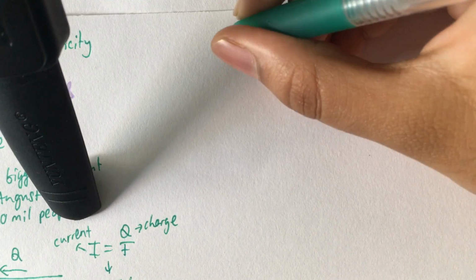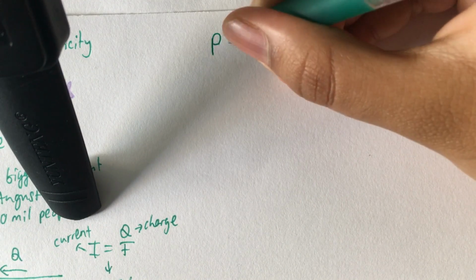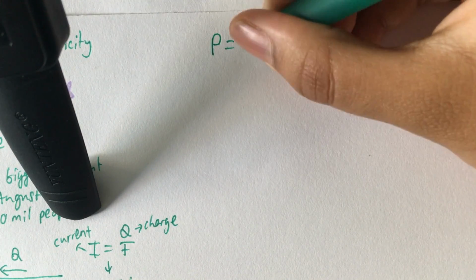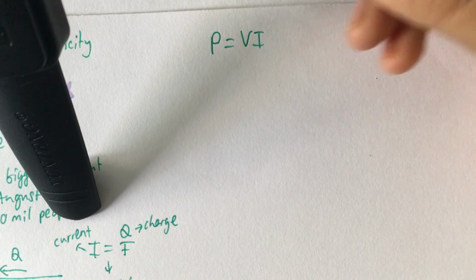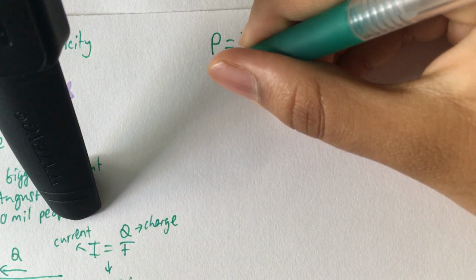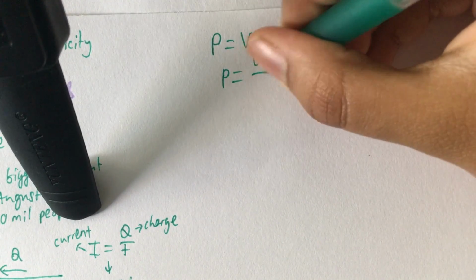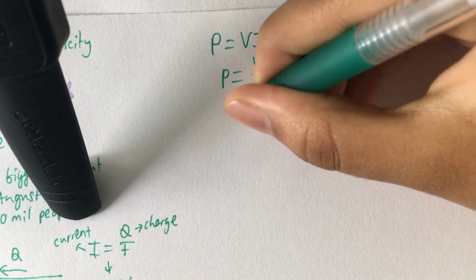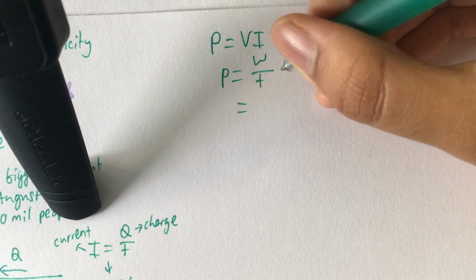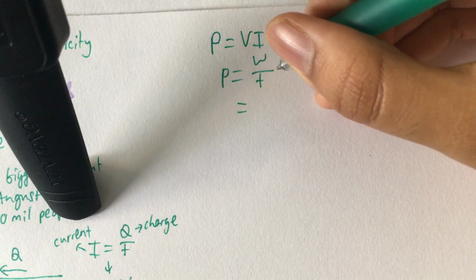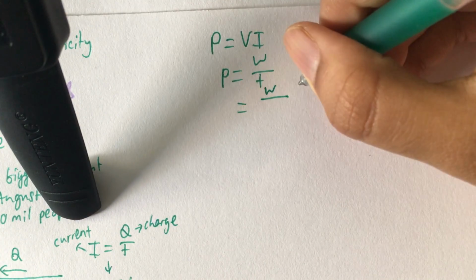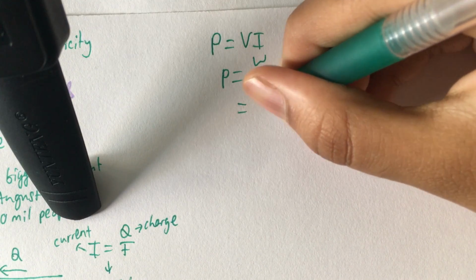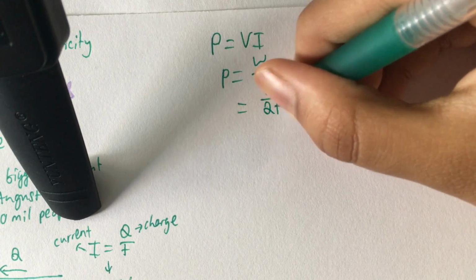Okay, so the next one is power equals potential times current. Now that we know that potential is work done over charge, and charge is IT, if you cancel out the I from the denominator and the numerator, you will get work done over T, I guess. And that is power, because work done is energy.